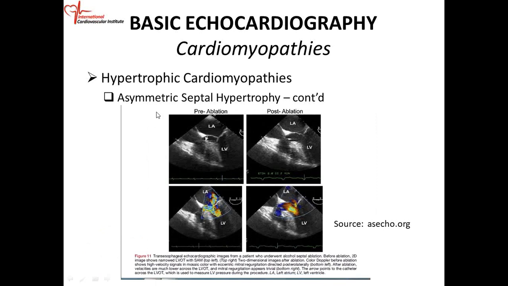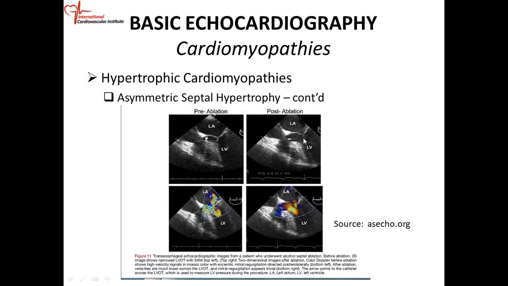So this is you can do alcohol septal ablation. Here is another transesophageal echo showing you SAM, systolic anterior motion of the mitral valve. It moves towards the septum, blocking the left ventricular flow tract. You do your color flow, you get some MR, you get turbulence across the left ventricular flow tract.